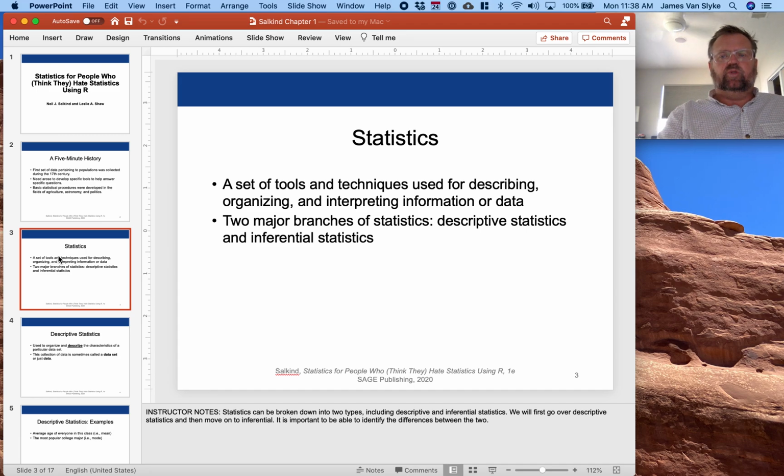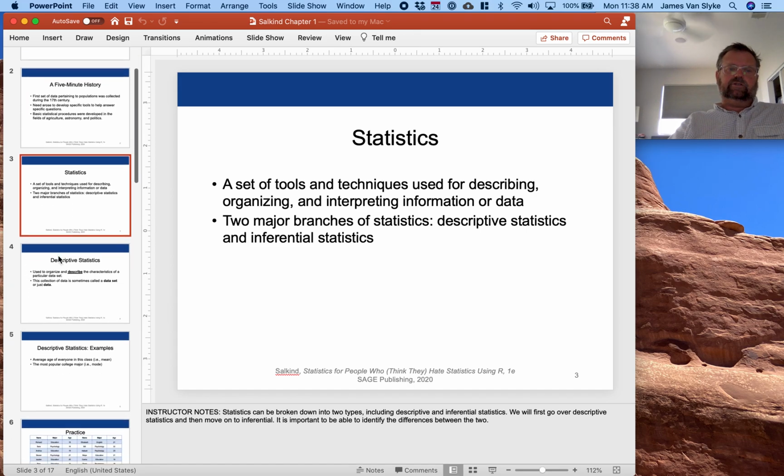Statistics is a set of tools and techniques used for describing, organizing, and interpreting information or data. Statistics is a way to take a bunch of data, a bunch of something that we know, and figure out a way to explain it as a whole, or to interpret it and to organize it. It gives us a way to understand what we're actually looking at. Now, there are two major branches of statistics: descriptive statistics and inferential statistics.